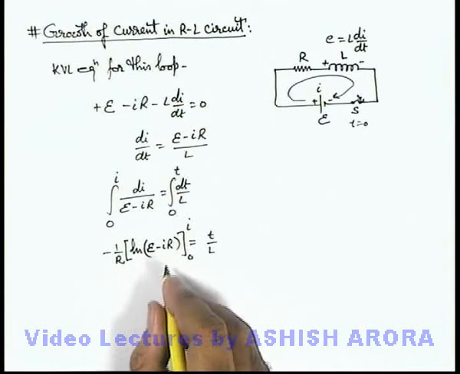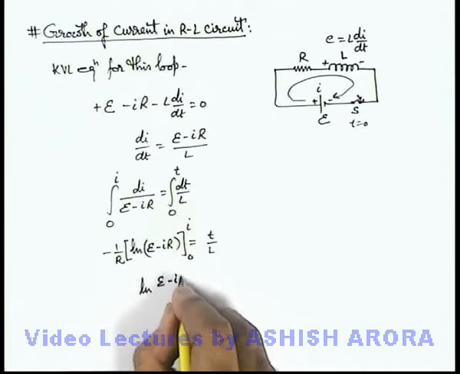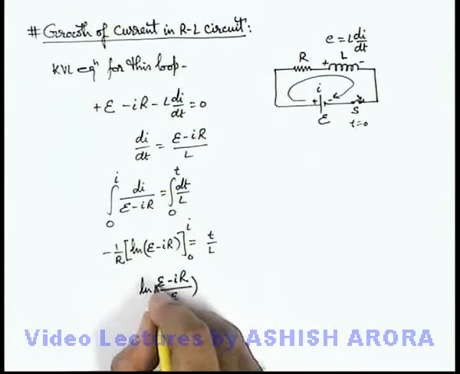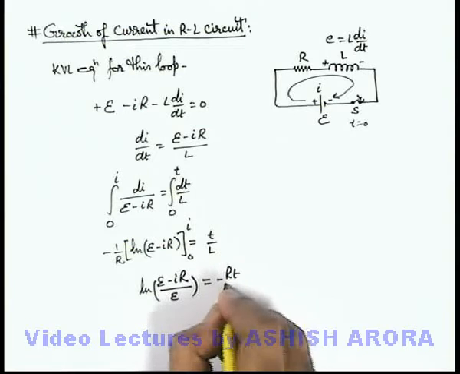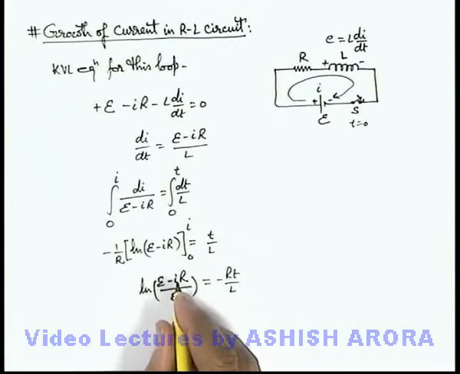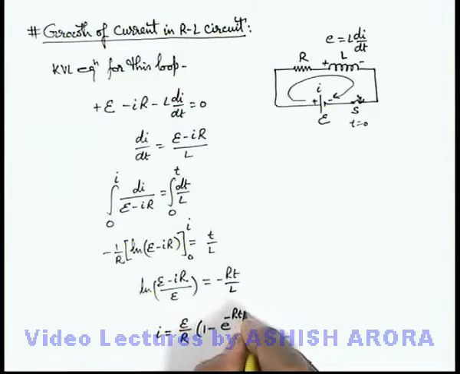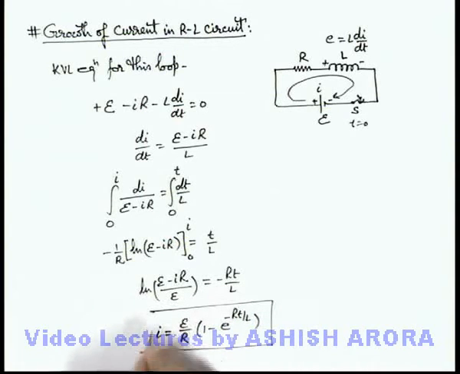Then on integrating, this gives ln of (E minus IR) by E equals minus RT by L. Further, after solving it for the current, we get the result E by R times (1 minus e to the power minus RT by L). This is the value of current in the circuit, which is growing as a function of time. There is an exponential growth. We can also plot the variation curve of current with time, and study some of its characteristics. Let's continue on the next sheet.